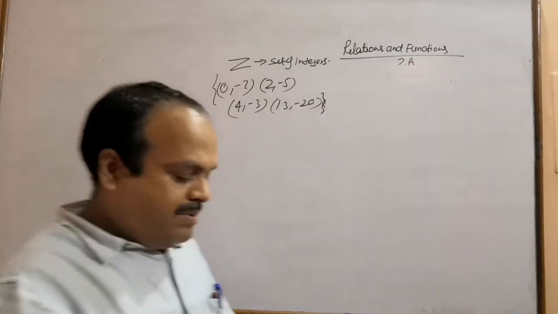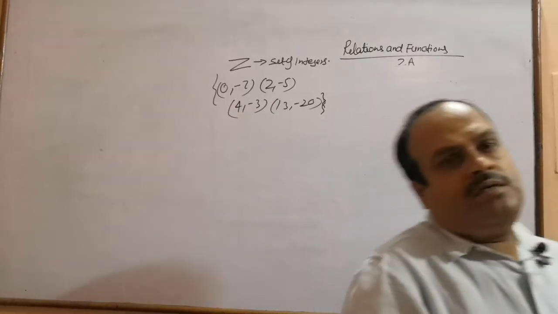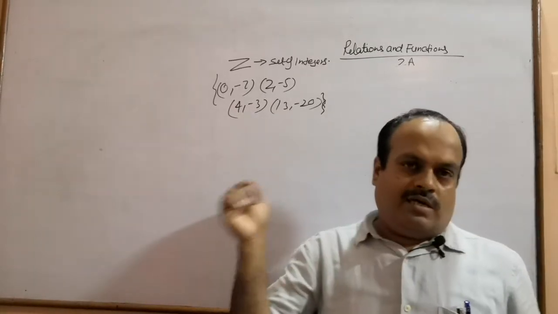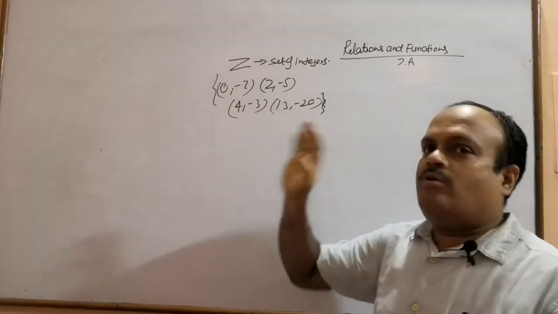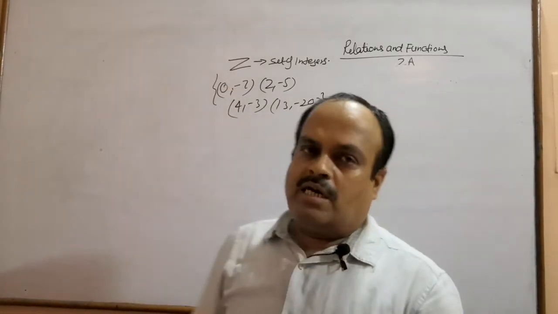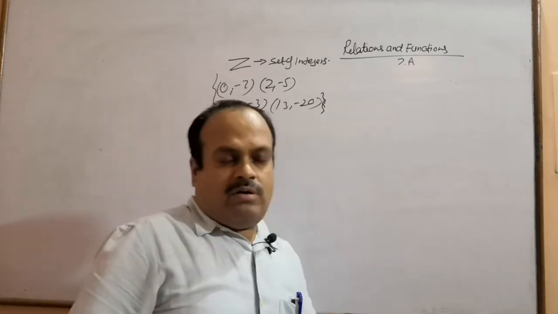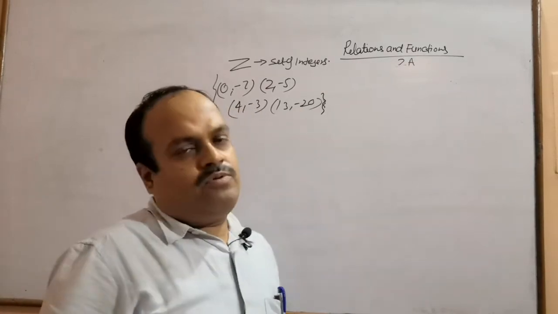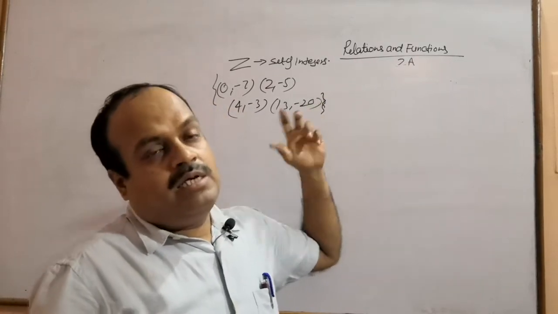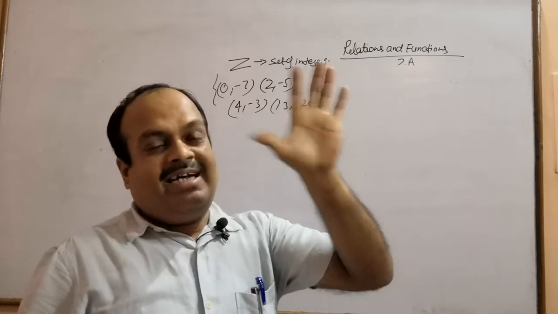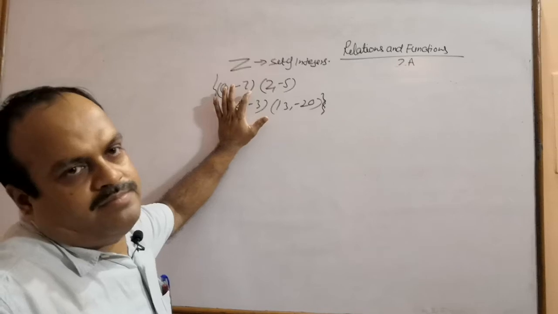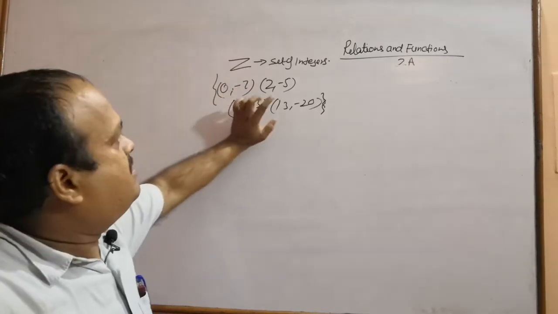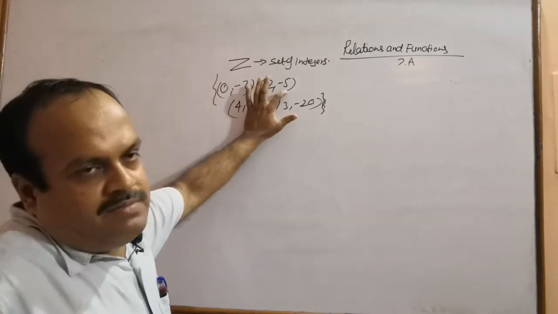So let's examine every element and its entries carefully. 1, 2, 3, 4. 4 entries we have. Let us start with the first four ordered pairs we have, 4 elements this relation has. Let us examine its entries. 0, -7, 7 less than this, 2, -5.